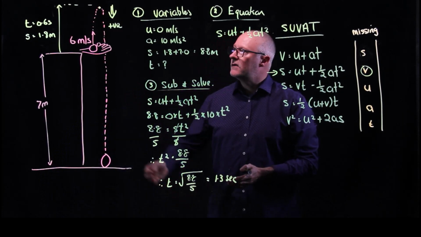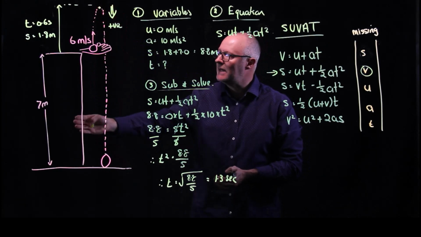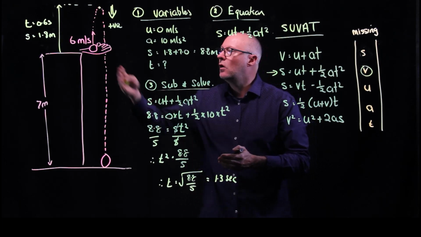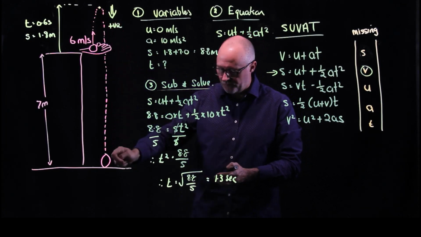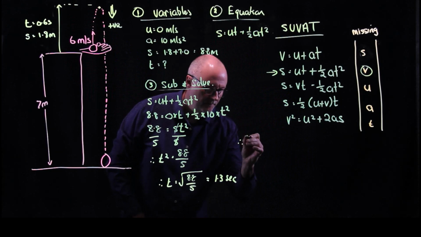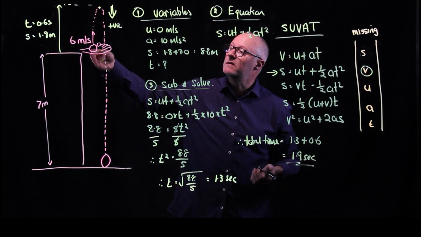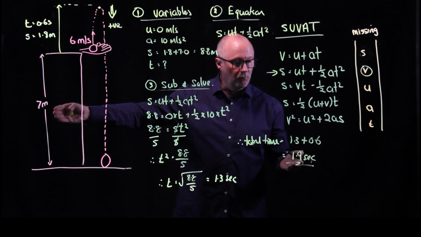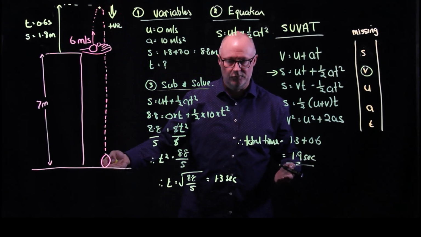So we've discovered the time it takes for a ball to fall at an initial speed of 0, a distance of 8.8 meters, is 1.3 seconds. However, the question asks, what's the total time of this projection? So the total time will be the 1.3 seconds plus the 0.6 seconds that we previously calculated. So this projecting object with an initial speed of 6 meters per second, fired from an elevation of 7 meters, will take a total of 1.9 seconds to elevate to the top and drop back down to ground level.